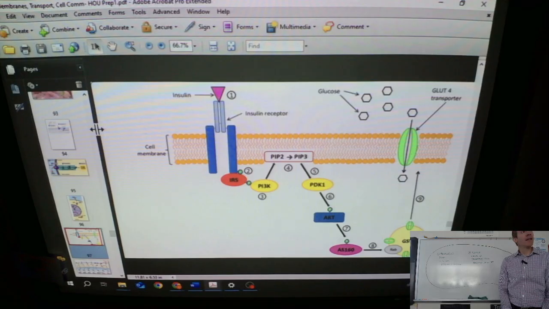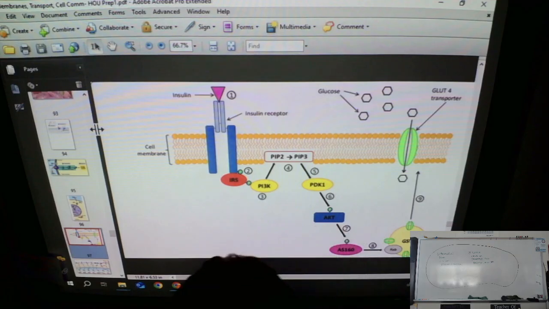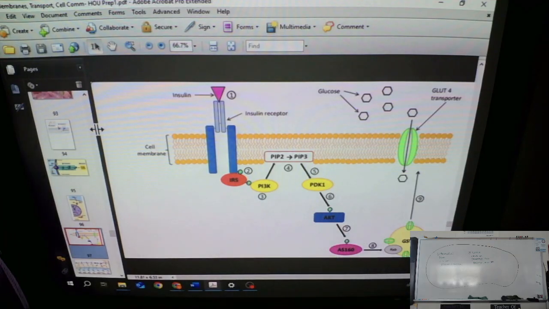Yeah. Do what itself? Yeah, glucose gets let into the cell. So most people that talk about insulin, they're always like, hey, insulin lowers blood sugar. That's true, but that's not the point.